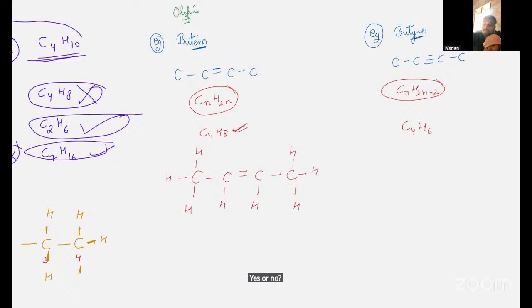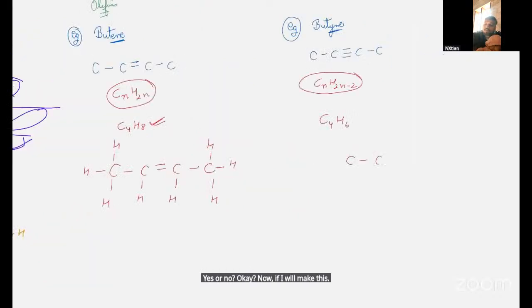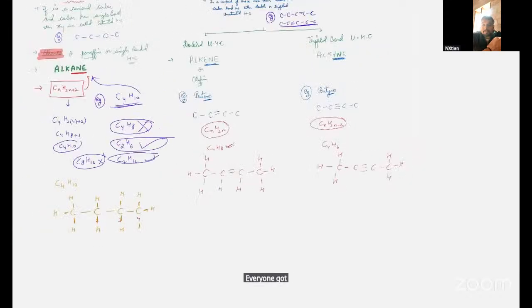Okay. Now if I make this C4, 1, 2, 3, 4, and that one will have a triple bond between them. So in the first carbon, how many hydrogens are needed? 1, 2, and 3. In the second carbon, none is needed, because it's already 4. The third carbon is already 4. In the fourth carbon, 3 more hydrogens are needed. It becomes C4H6. Everyone got it? This concept?